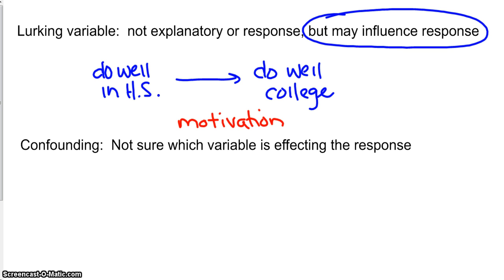Okay, confounding. Okay, or sometimes I'll talk about it as confusing. Okay, that's a situation when we're not sure which variable is affecting your response. Okay, so is it that I did well in college that's affecting, or did well in high school that's affecting that I'm doing well in college, or is it because I'm motivated that's causing me to do well in college? So, they're very similar. Okay, but in both cases, you have to think about these things when you're setting up an experiment.